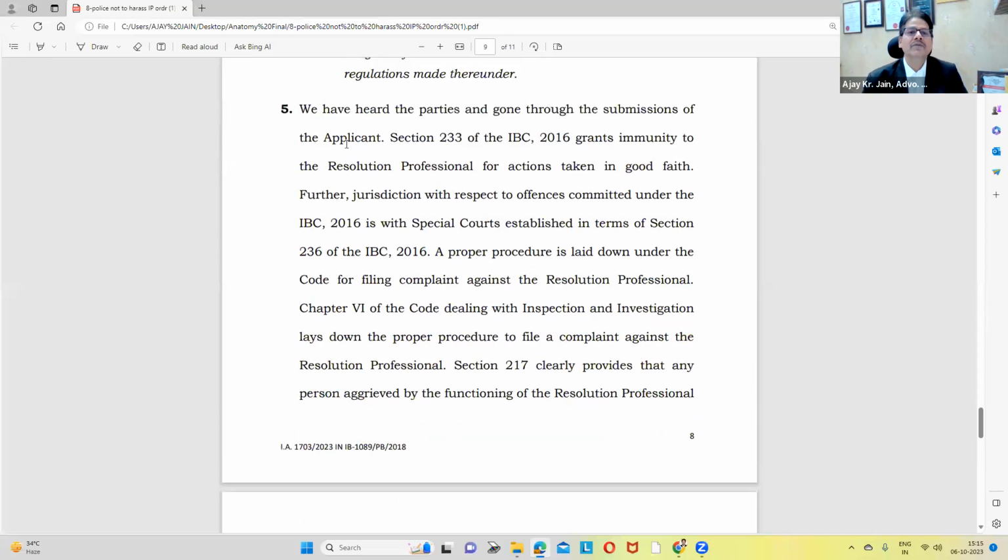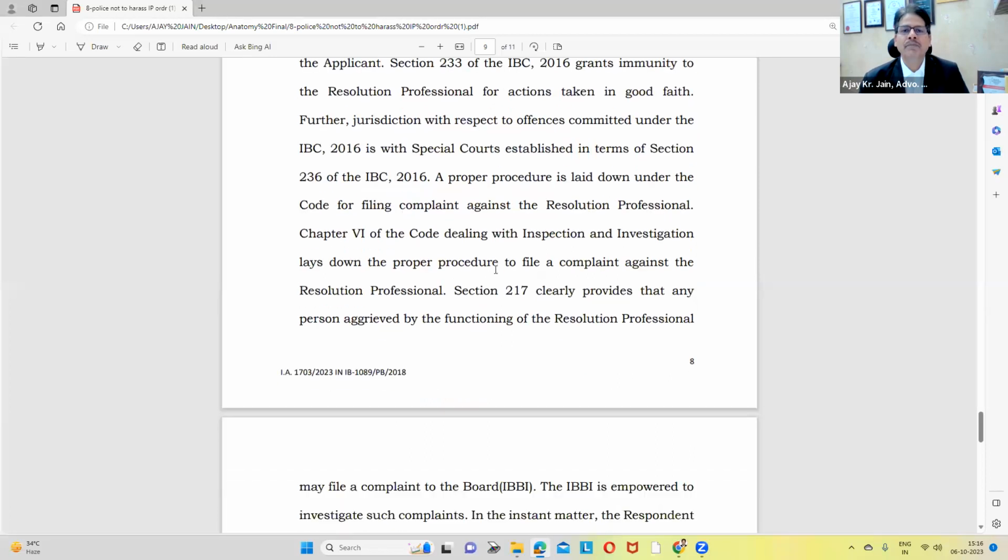Now come to here. We have heard the parties and gone through the submission of the applicant. Section 233 of the IBC grants immunity. Everybody should remember this provision, all friends should remember. Section 233 of the IBC grants immunity to the RP for action taken in good faith. Further, jurisdiction with respect to offences committed under the IBC is with the special court established in terms of Section 236 of the IBC.